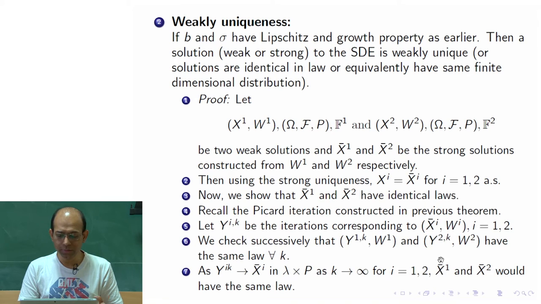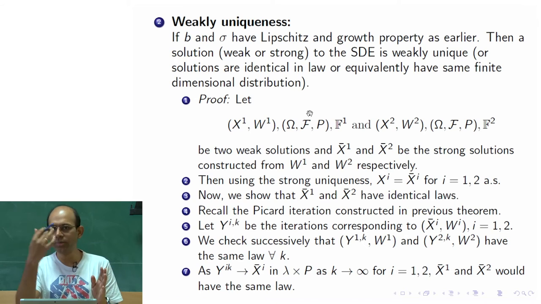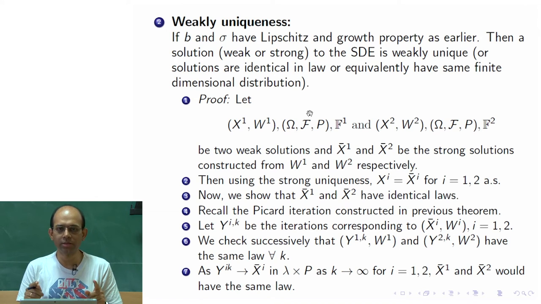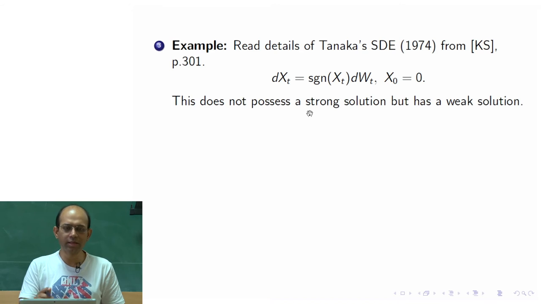So what is the end result? x1 bar and x2 bar have identical laws, and that implies that x1 and x2 would also have the same law, because x1 is equal to x1 bar and x2 is equal to x2 bar. So that establishes our anticipation that two different weak solutions of the same SDE would have the same law. In other words, the SDE, if I write it down without mentioning the probability space and which particular Brownian motion, just the SDE, uniquely determines a particular law of a stochastic process, provided that the equation has a weak solution.